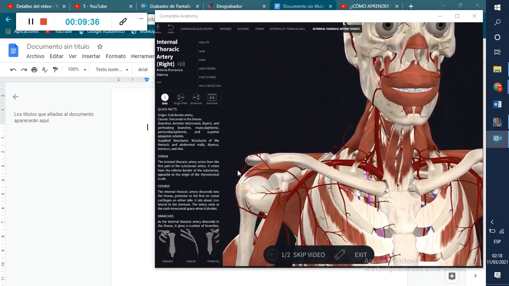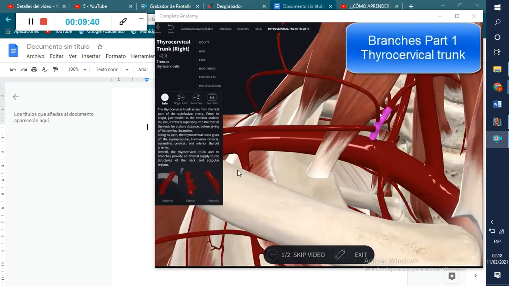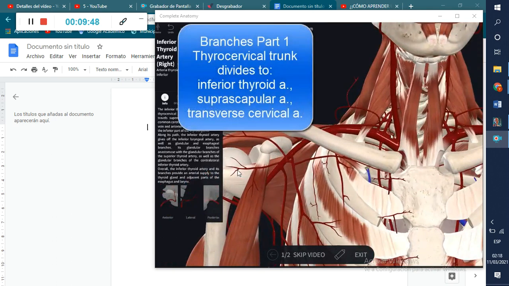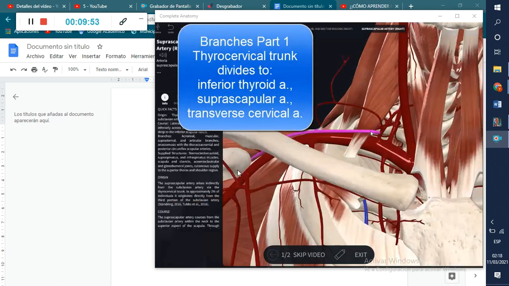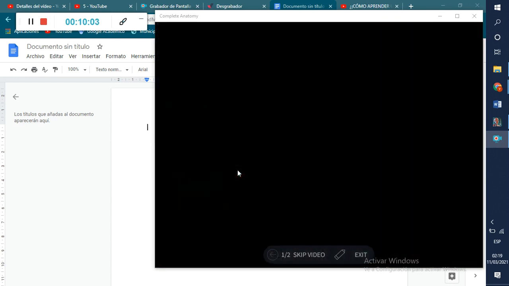And the third little branch that comes off here is called the thyrocervical trunk. The thyrocervical trunk is very, very short in itself. It'll divide into the inferior thyroid artery, which supplies the thyroid starting at its inferior pole, the suprascapular artery, and the transverse cervical artery.